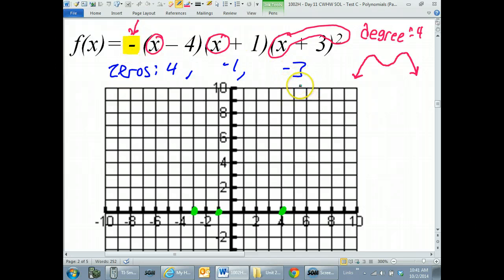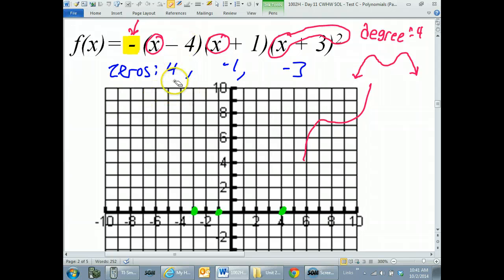One more thing that we need to be aware of. Depending on whether the zeros are single or double or triple, that tells us whether the graph is going to pass straight through the zero, or bounce, or do that inflection thing where it goes like that. The first zero, 4, is a single. So my graph should pass straight through that. Maybe I'll just write down through.